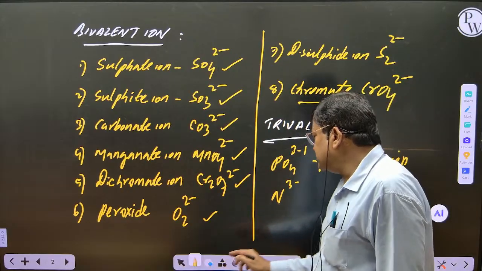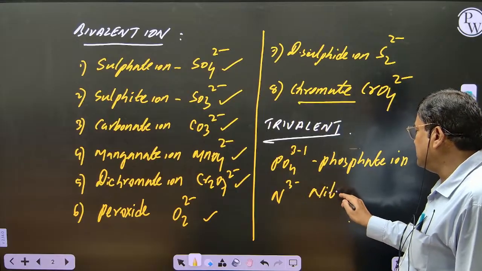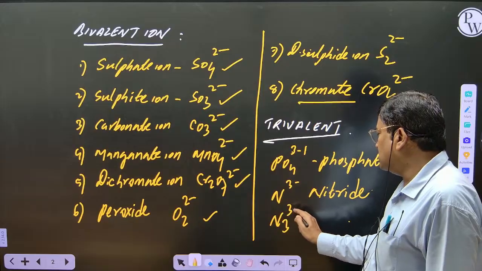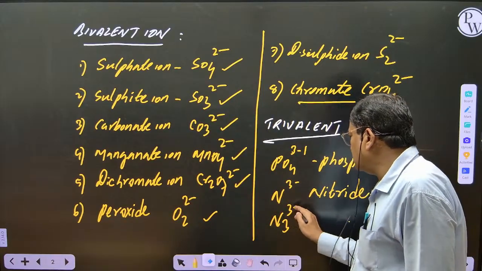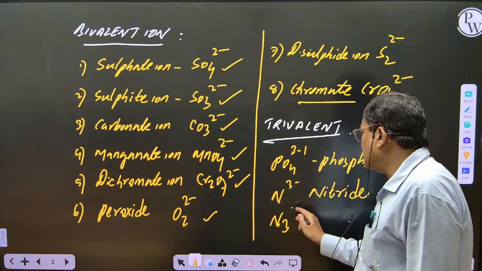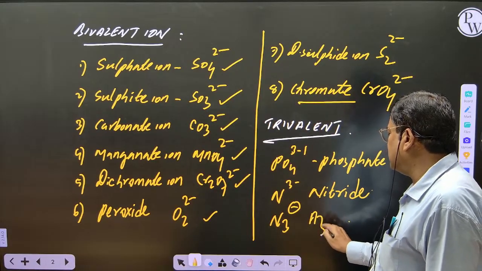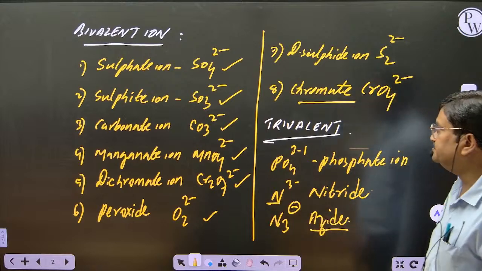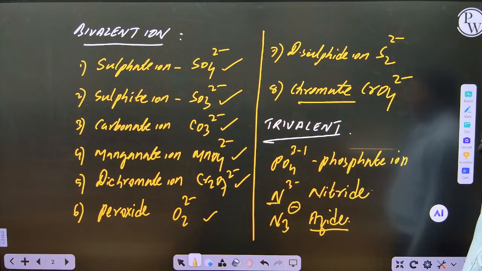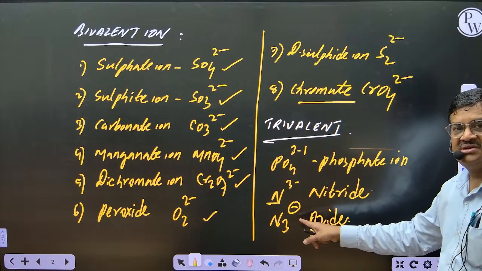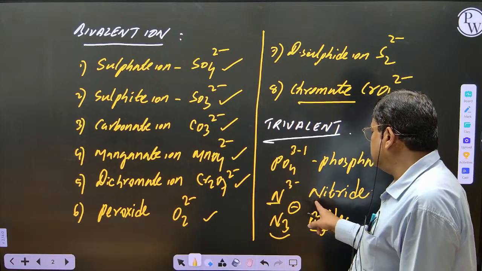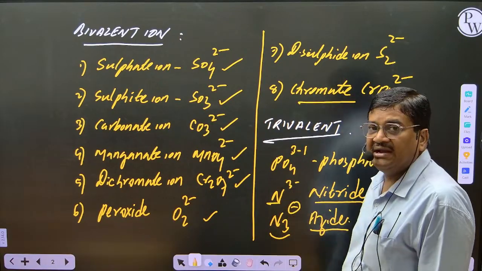Then what is azide? See, azide is N3 minus. This is monovalent, but actually I am writing here. This is azide. See the difference from nitride. Nitride is trivalent. Actually, you have to write it monovalent, but here I am writing this is azide. This is nitride. N3 minus is nitride.